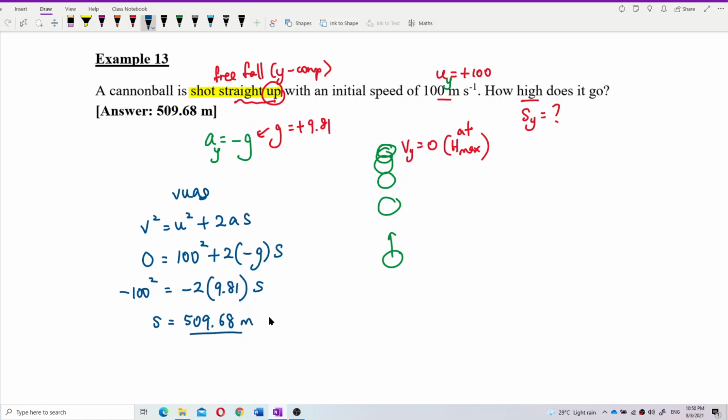That's it. So is the answer correct? Yes, 509.68 meters. So this is the maximum height that it goes, when the final velocity at the maximum height is zero. Okay, that's the answer.